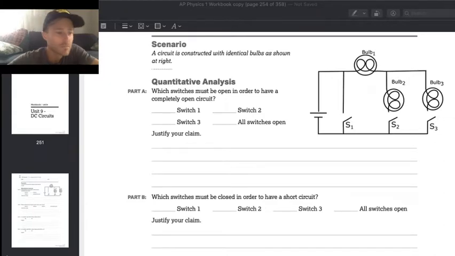So today, we are going to start reviewing for the AP test.